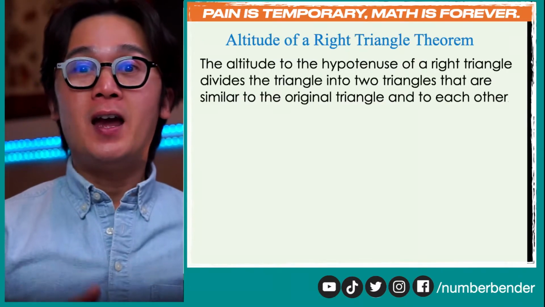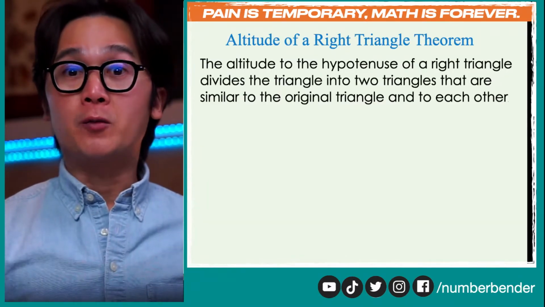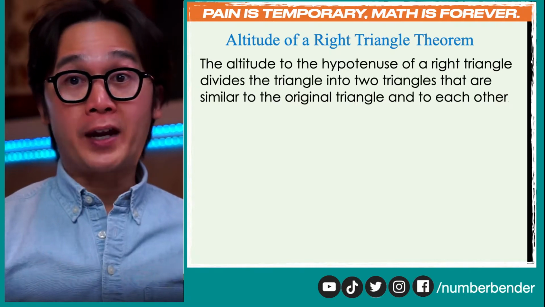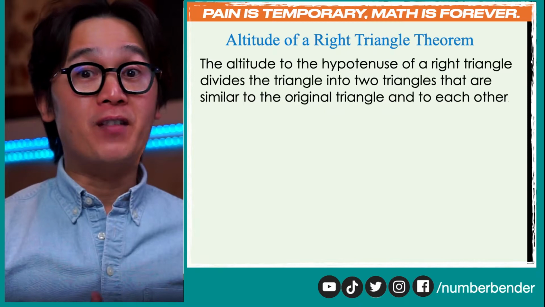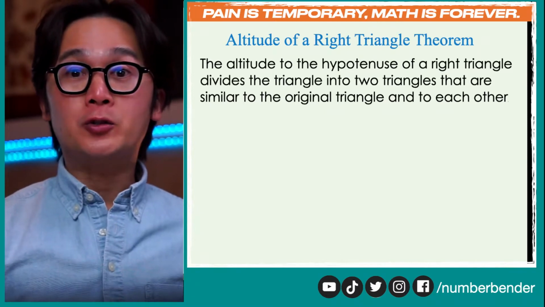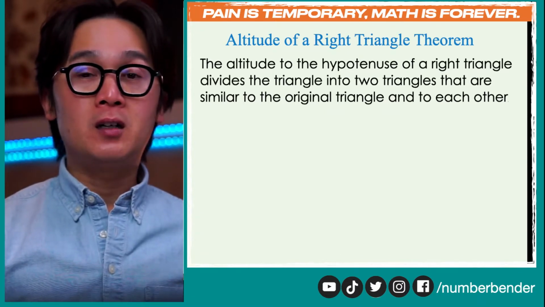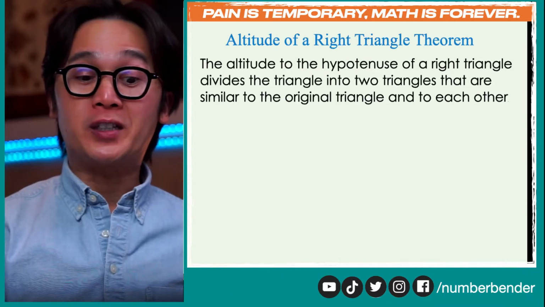So the first theorem that we're going to be working on would be the altitude of a right triangle theorem, wherein the altitude to the hypotenuse of a right triangle divides the triangle into two triangles that are similar to the original triangle and to each other.